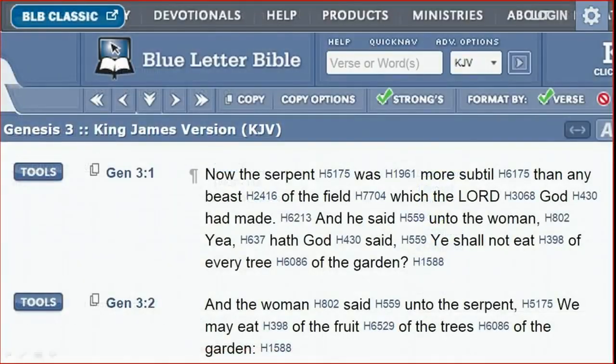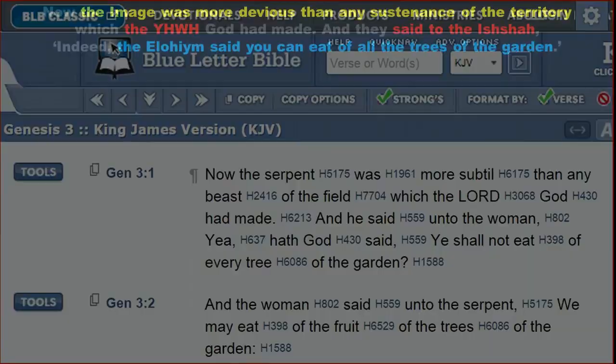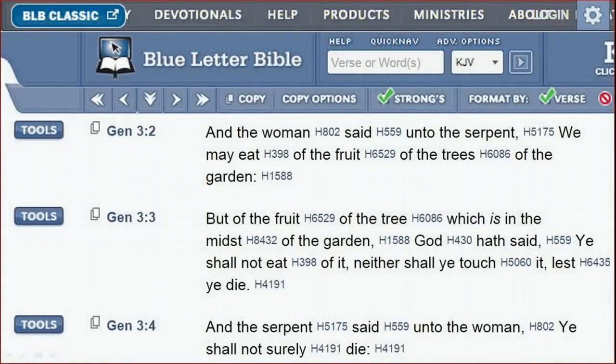So an alternate translation of Genesis 3 verse 1 can say, "Now the image was more devious than any sustenance of the territory that the Yahweh God had made. And they said to the Isha, Indeed, the Elohim said you can eat of all the trees of the garden."